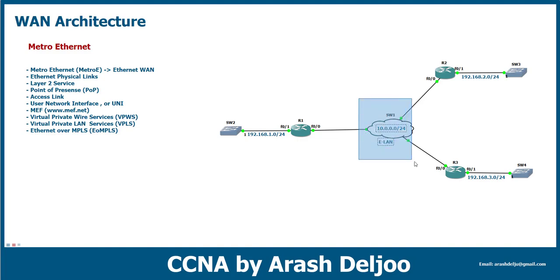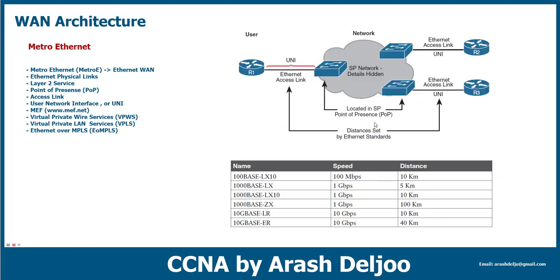You will learn about the configuration of E-Line and E-LAN in future classes in the service provider courses. Now let me give you a little more information about the access link that we have between the service provider and the customer. In this picture, you can see the overall structure of the Metro Ethernet. As I explained before, here we have the POPs, or points of presence, located in the service provider, and you know that here we have the UNI, or user network interface. This is the Ethernet access link.